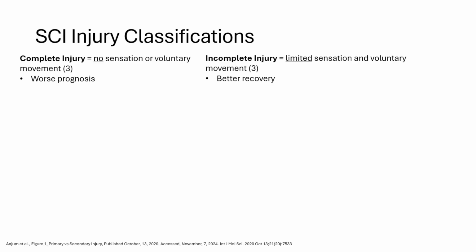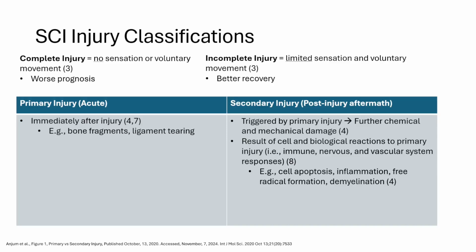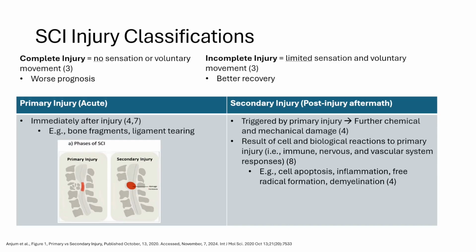So there are many different ways to classify spinal cord injuries. So first would be complete injury, where you lose complete sensation or voluntary movement, and there's also incomplete injury, where there's limited sensation and voluntary movement. There's also primary injury, which is acute after injury, and there's secondary, which is caused by your primary injury, so it'd be your immune response to it.